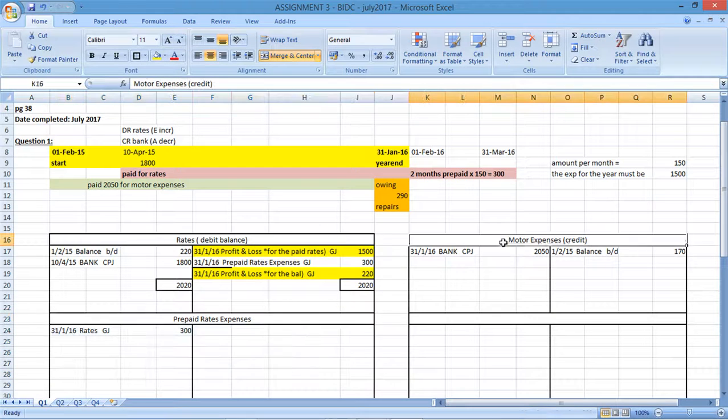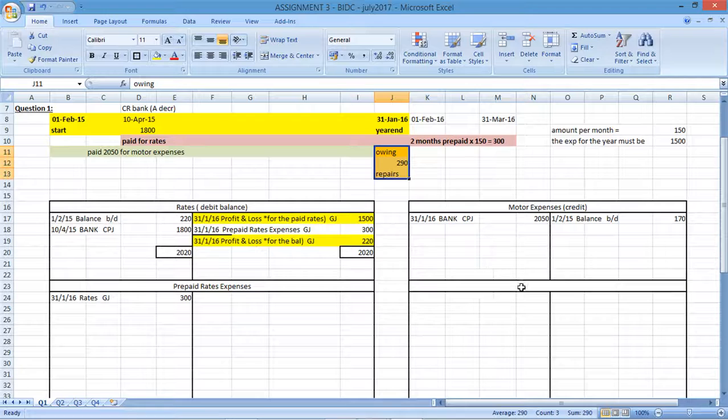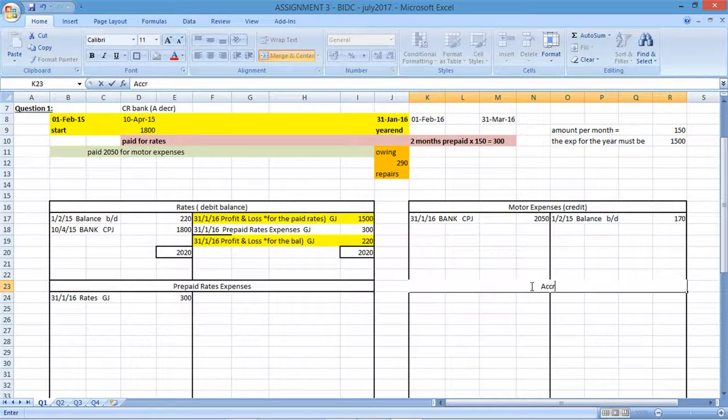The next bit is to look at the motor expenses. So we know they paid motor expenses during the year, we recorded that. But now we can see that there's an amount that's outstanding, which is actually an accrued expense. It's an amount that's still owed, something that we haven't paid yet. If we haven't paid for something, that's representing an accrued expense, a liability, something that's outstanding. So let's write that. Accrued motor expenses, bracket, it's a liability, so it'll have a credit balance.